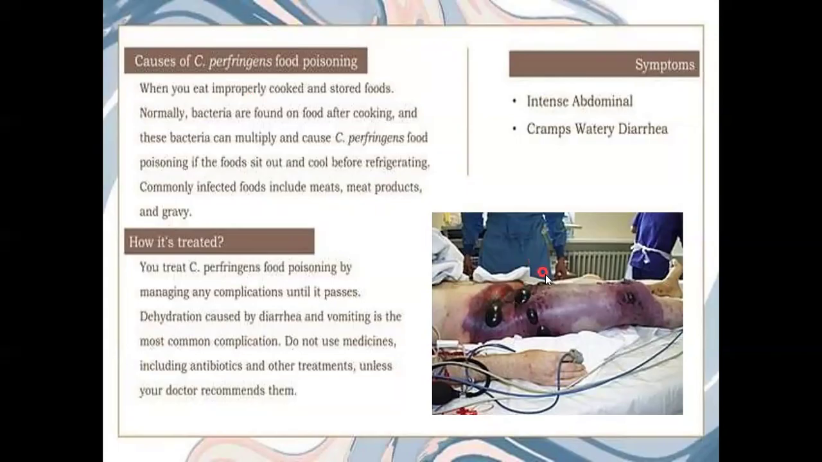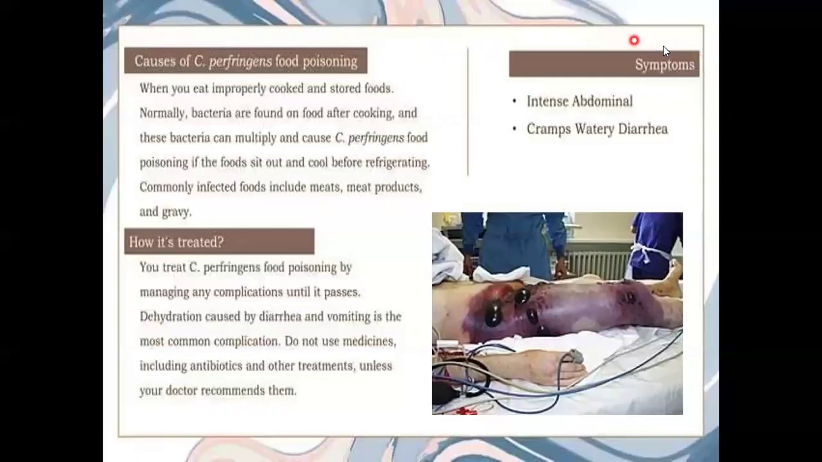And then you'll have to remember this abdominal pain: do you think it will be early in onset or late in onset? Will it be early onset intense abdominal pain or late onset? Some are saying early, some are saying late. So the answer is late.